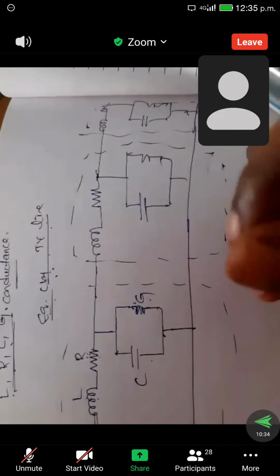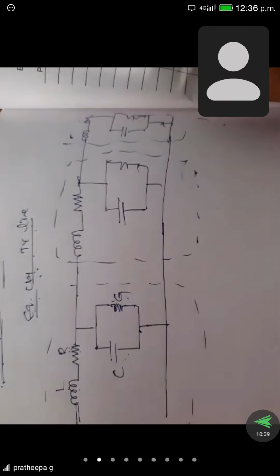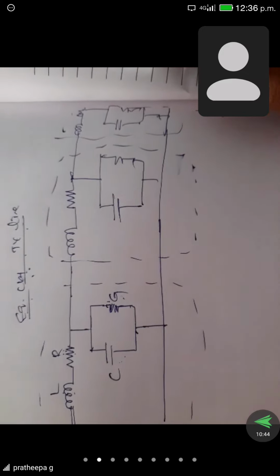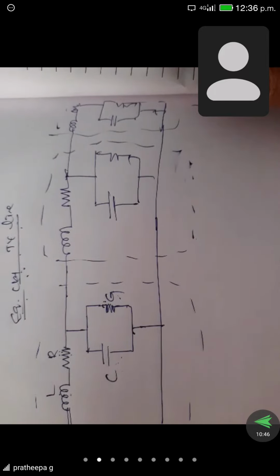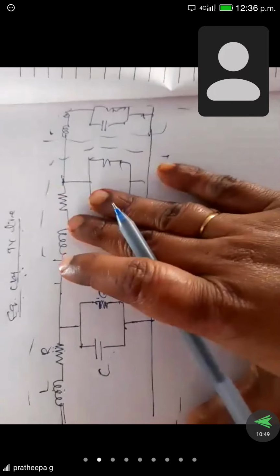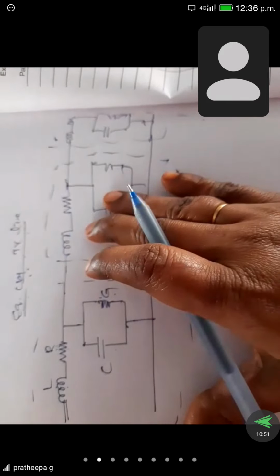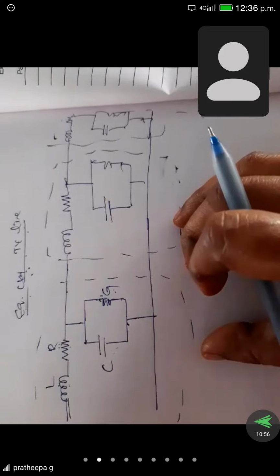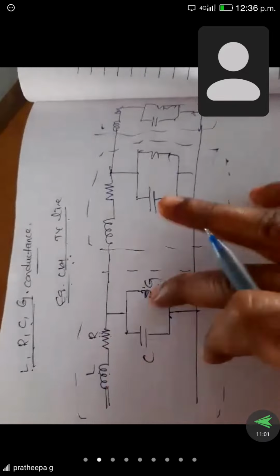This is a transmission line. So here is the source and here is the destination, right? Okay. This is the equivalent circuit of transmission line. Okay? So this is one unit, L, R, C, G. This is one unit, second unit, third unit, fourth unit. Okay?